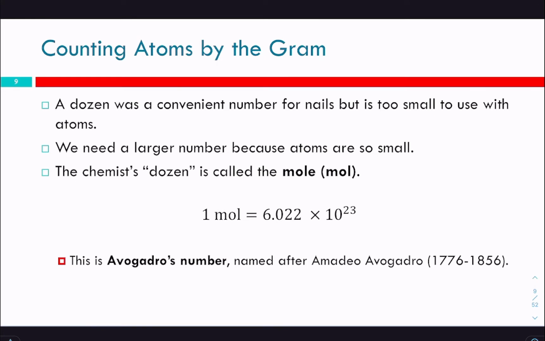But because atoms are so small, we need a much, much bigger number to count them by. So the number that we use is called the mole, abbreviated mol. So 1 mole is this really, really big number. 6.022 times 10 to the 23. And it's also called Avogadro's number, named after Amadeo Avogadro, who did the math. So this is the number that we're going to use throughout the rest of the semester, and if you do more chemistry, to count the number of atoms.